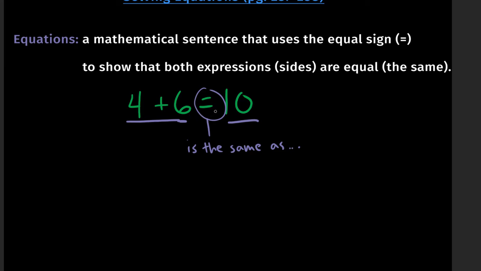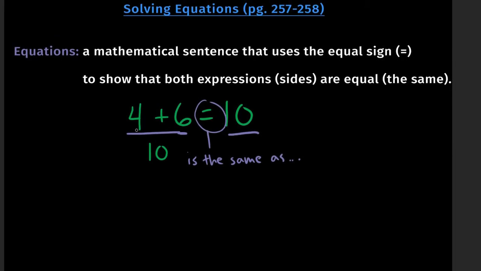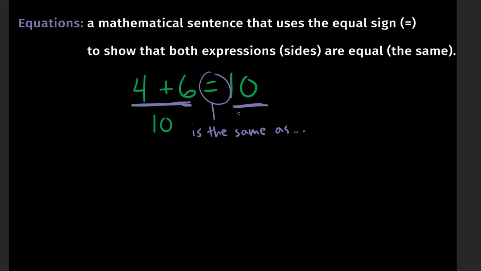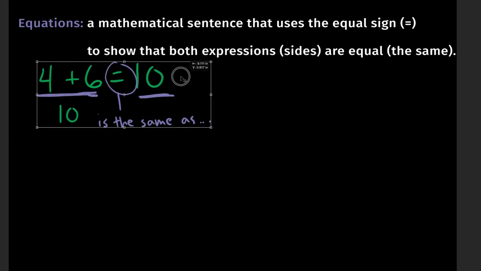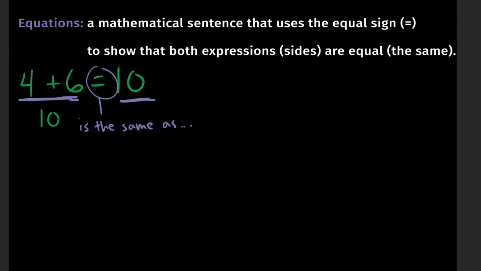Is 4 plus 6 the same as 10? Well, we know that if we added 4 plus 6, that would give us 10. So is 10 the same as 10? Yeah, of course. 10 and 10 are the same numbers. So this equal sign tells us that one side of our equation is the same as the other side. That's something we have to keep in mind for our lesson today. Let's put this to the side here.